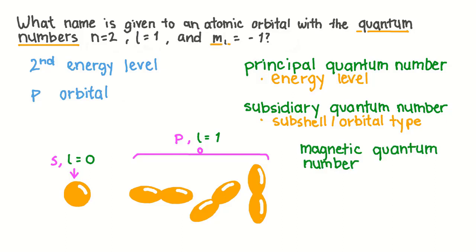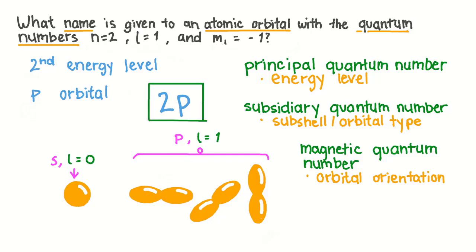The final quantum number, m sub l, is the magnetic quantum number. This quantum number tells us the orientation of the orbital. For these p orbitals, m sub l specifies which Cartesian coordinate axis the orbital is oriented along. However, to name an atomic orbital, we don't need to know the orientation. We only need to specify the energy level and the orbital type, using the number of the energy level and the letter of the orbital. So the name of the atomic orbital with the quantum numbers n equals 2, l equals 1, and m sub l equals -1 is 2p.